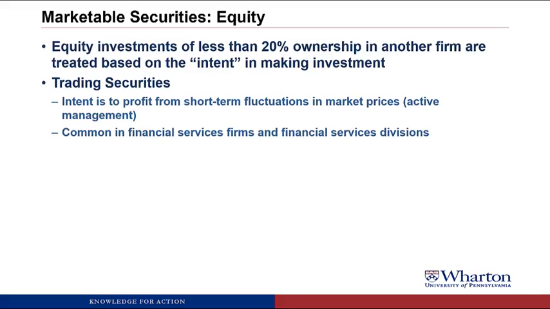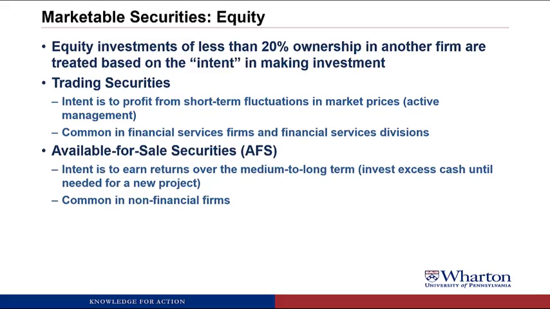This method is common in financial services firms, so banks or investment banks, and financial services divisions, like General Electric has GE Capital as a division. These financial services firms and divisions, part of their business is to profit based on their information and try to beat the market in the short term, so they would use this trading securities method. The next method is available for sale securities, or what we'll probably call AFS through most of the video. Here the intent is to just earn returns over the medium to long term. It's a way to invest excess cash until you need it for a new project.